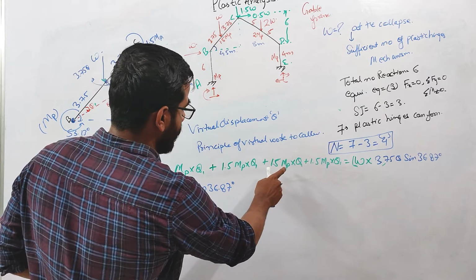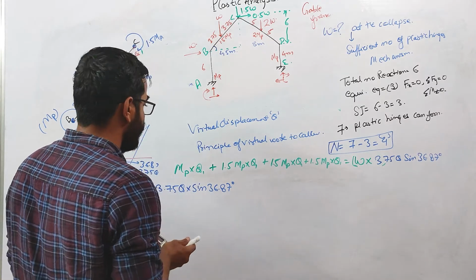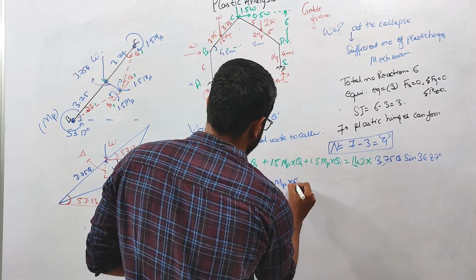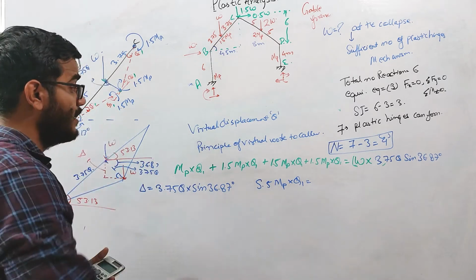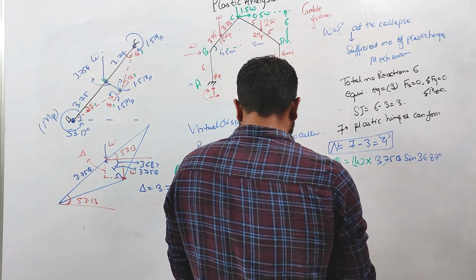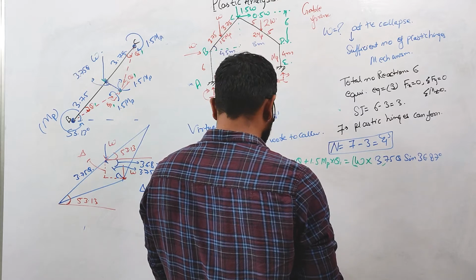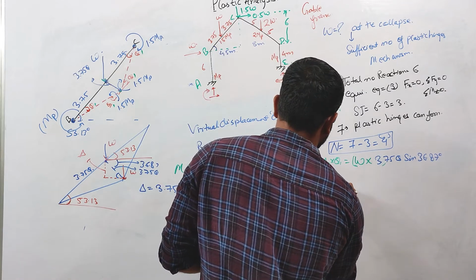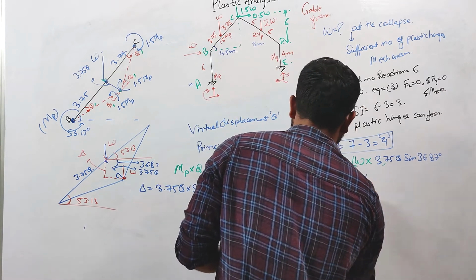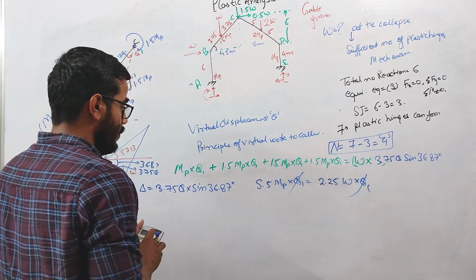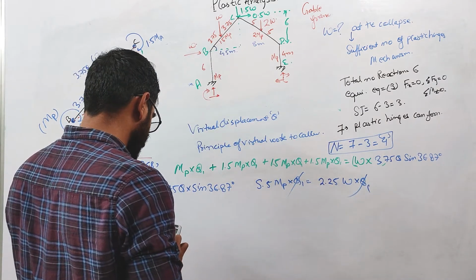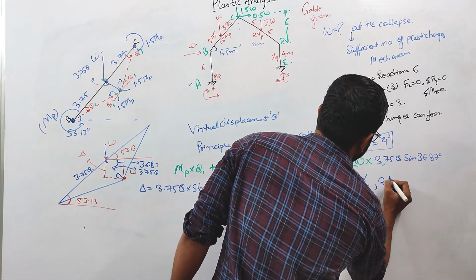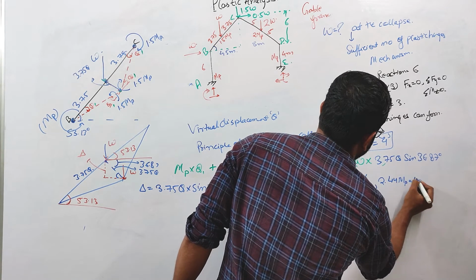Now this will be 3 plus 4.5 plus... 5.5, so this is 5.5 MP into theta 1, and this will be equal to 3.75 into sine 36.87, which is 2.25 W into theta. Theta will cancel out. So the value will be 5.5 divided by 2.25. This value comes out to be 2.44 MP equals W.